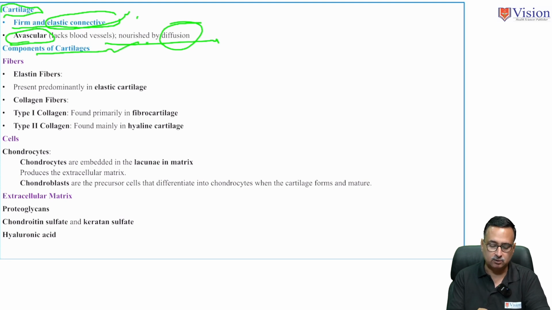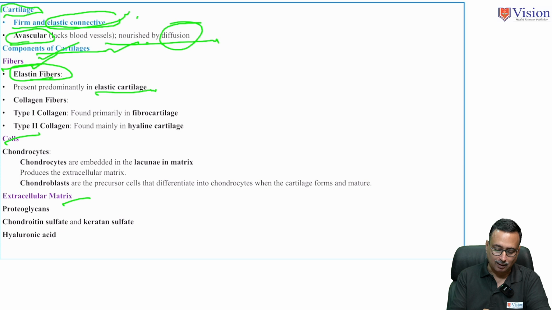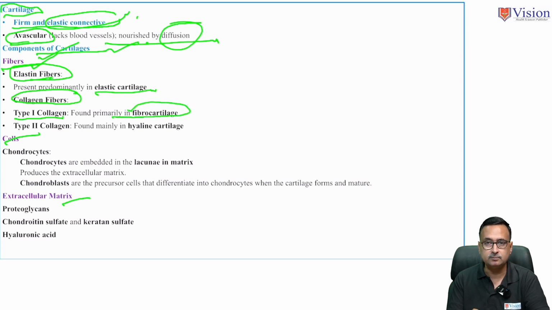Just like bone, cartilage also has fibers, cells, and matrix. The fibers in cartilage are predominantly elastic fibers or yellow fibers. They are made up of elastin protein. They provide elasticity to the cartilage. Cartilage also contains collagen fibers, which are of type 1 collagen, which are thick and condensed. They are primarily present in fibrocartilage. Type 2 collagen fibers are thin and delicate. These are found mostly in hyaline cartilage.